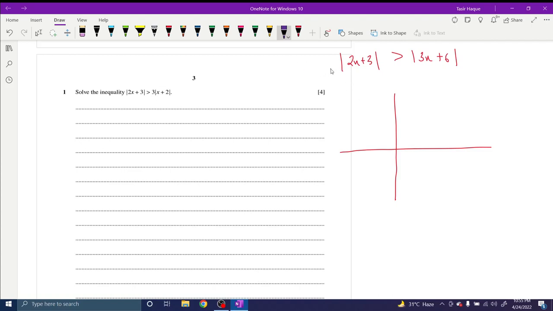So for the first one, what is it going to be? When is 2x plus 3 equal to 0? When x is equal to minus 3 by 2, alright? For the other one, when is 3x plus 6 equal to 0? When x is equal to minus 2. Minus 6 by 3, minus 2.